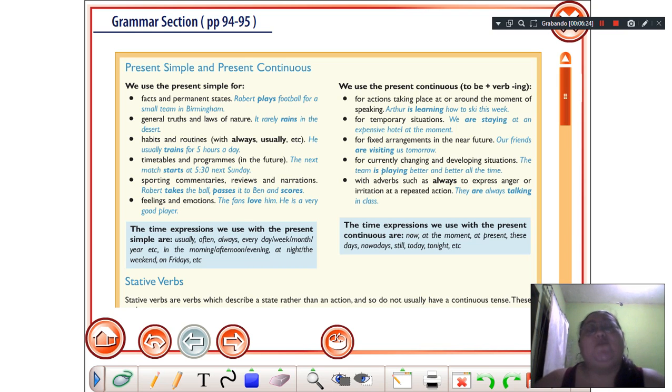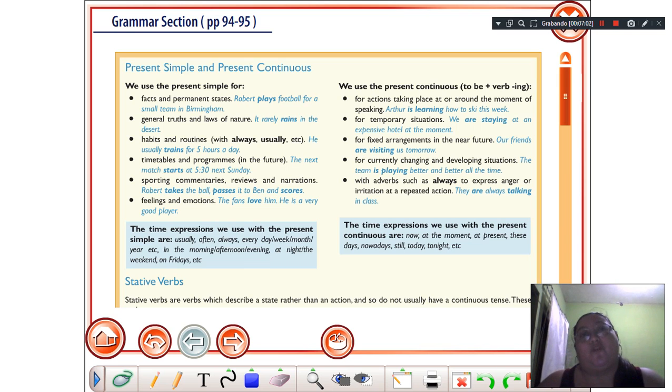And the uses of the present continuous or progressive: for an action taking place around the moment of speaking, for temporary situations, for a fixed arrangement in the near future, for currently changing and developing situations, and with adverbs such as always to express anger or irritation at a repeated action, okay? And the time expressions that we're going to use with the present continuous are now, at the moment, at present, these days, nowadays, still, today, tonight, etc.